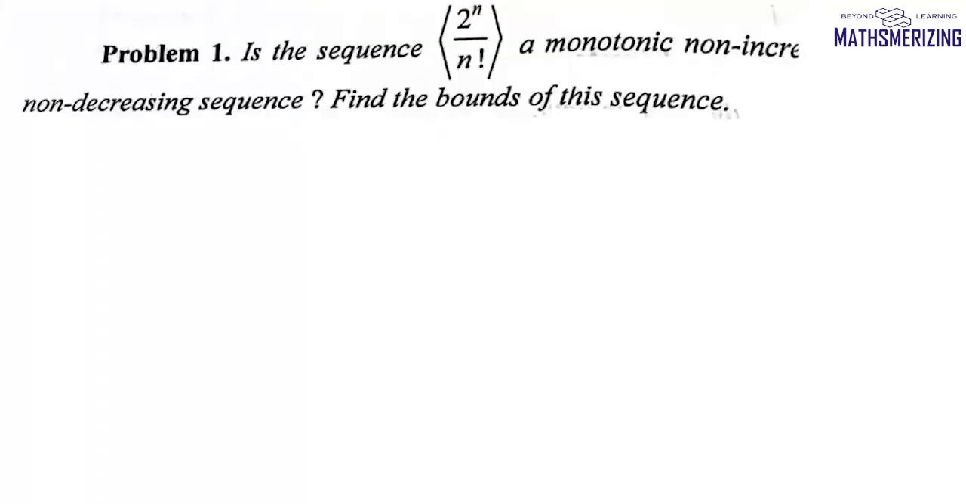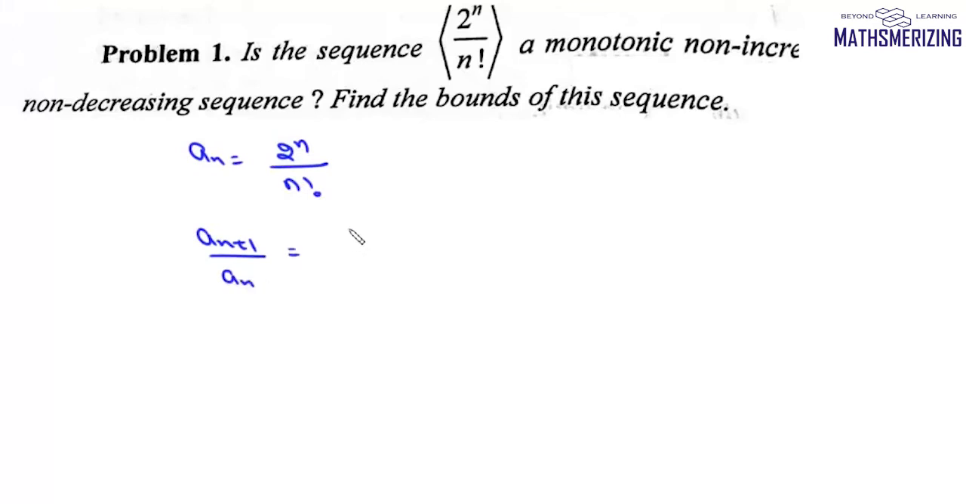Now let us take another question. It says, is the sequence 2 to the power n upon factorial n a monotonic, non-increasing or non-decreasing sequence? And find the bounds of this sequence. Now for this question, an is given by 2 to the power n upon factorial n. Now we write an plus 1 upon an.